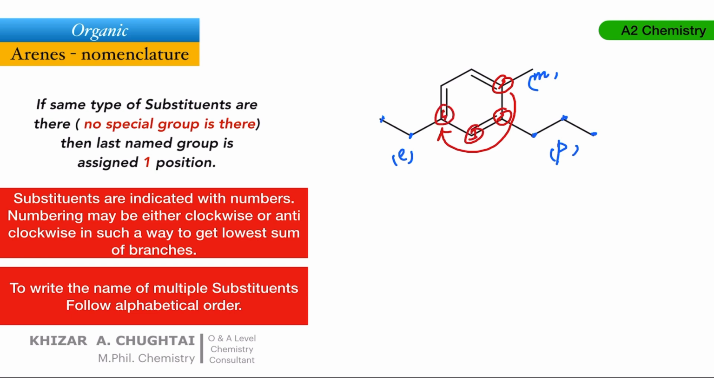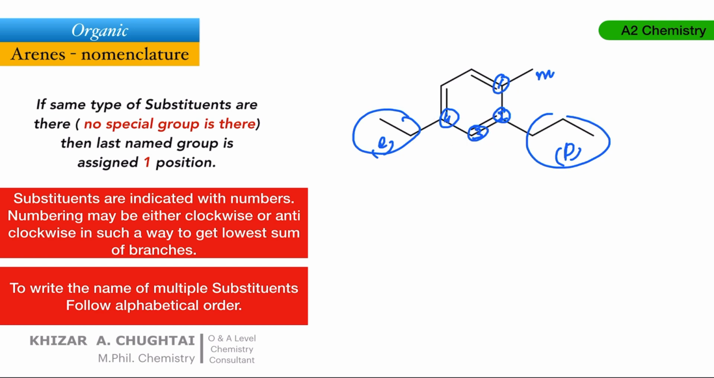Now it's turn to write the name. The name will be written alphabetically. E comes first, so I'm going to write over here the position of ethyl, 4-ethyl, then dash 2-propyl, then you can write simply methyl or 1-methylbenzene.